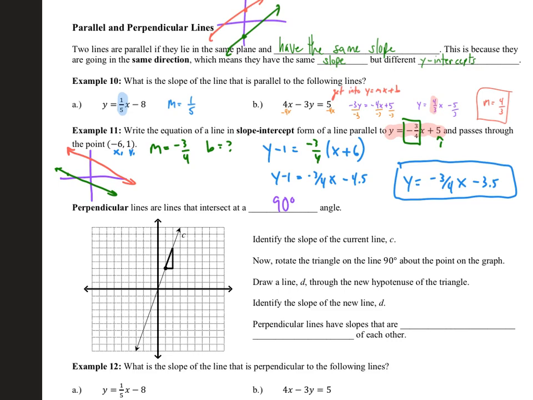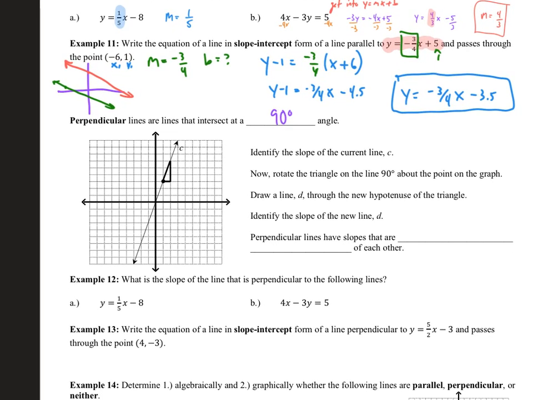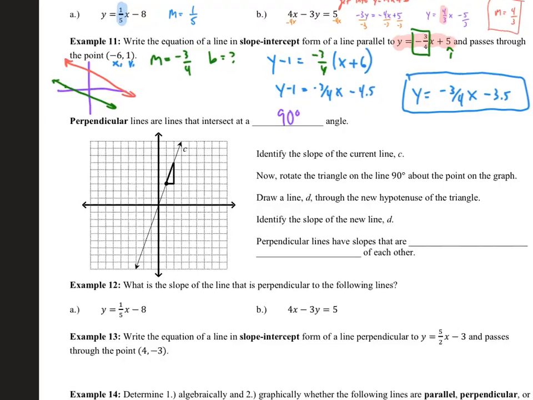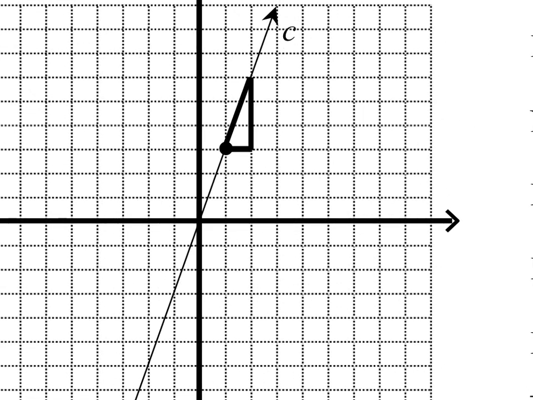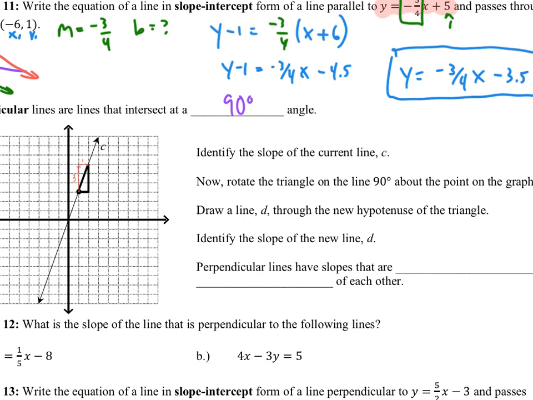All right, so we've done parallel, and there's also perpendicular. Perpendicular lines cross at 90-degree angles, or intersect at 90-degree angles. So we look at something that does something like this. What we're going to do is start off by looking at the slope of the line we have, which is line C. So what's my rise, what's my run? From point to point, rising 3, and then we're running 1. So we have a slope of 3/1.